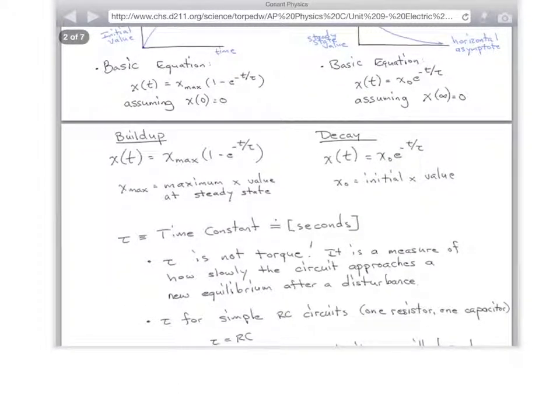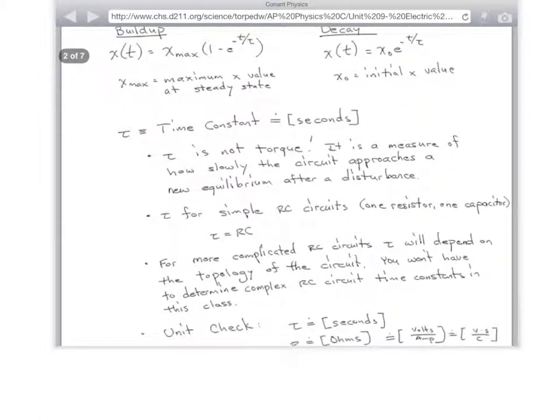All right. Now, time constant is not 2 pi. Time constant is the amount of time it takes to get within about 37% of your final value. All right? Or, in other words, 1 over e of your final value. Oh, tau is also not torque. Right? Because tau was torque before? Yeah. It's a measure of how long it takes for you to get to where you're going.